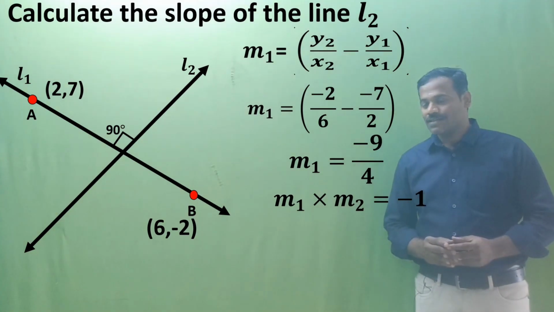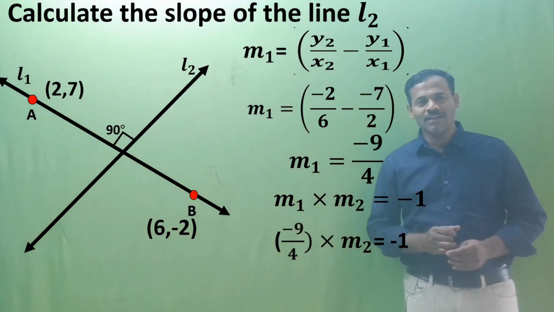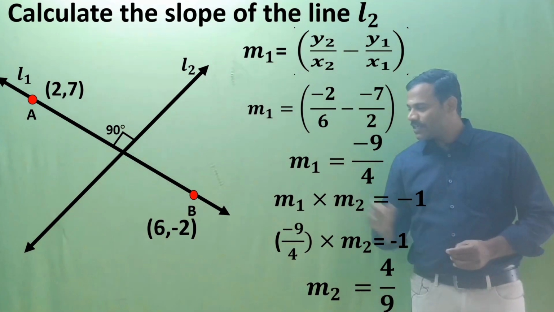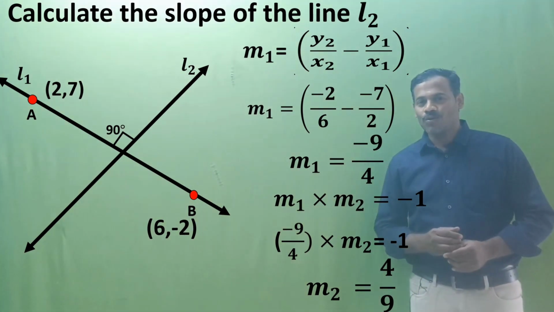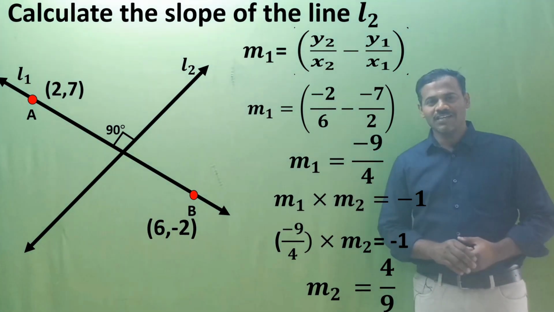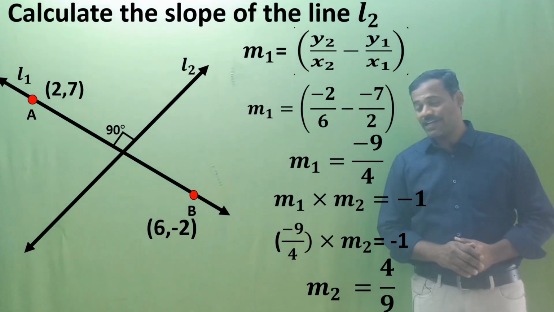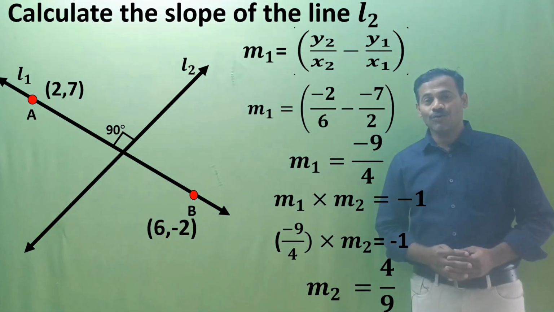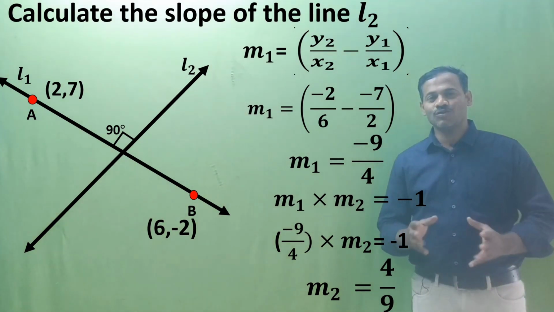We want to find that. So we know the formula for the slopes of perpendicular lines, m1 into m2 is equal to minus 1. So m1 is minus 9 by 4 into m2 is equal to minus 1. So m2 is equal to 4 by 9. So this is the slope of the second line.